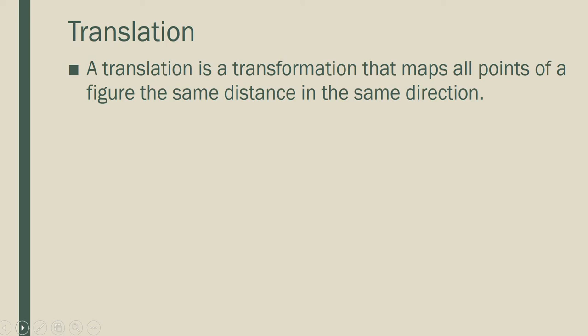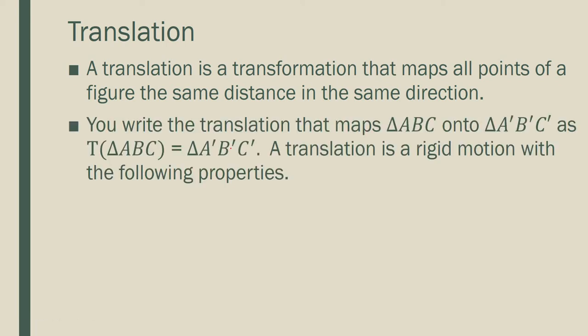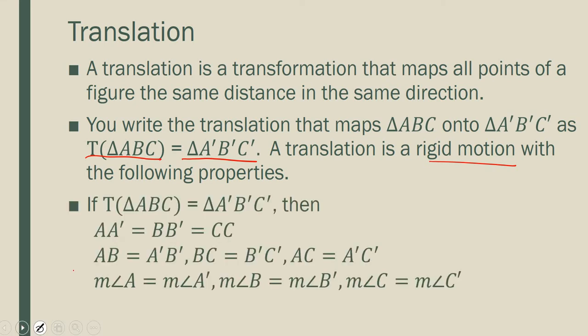So we're going to call this a translation. A translation is a transformation. Remember, there's lots of kinds of transformations. A translation maps all the points of a figure the same distance in the same direction. To write the translation that maps triangle ABC onto triangle A prime, B prime, C prime, we write this as the translation of triangle ABC equals triangle A prime, B prime, C prime. This is a translation with a rigid motion that has the following properties. All translations are rigid motion.